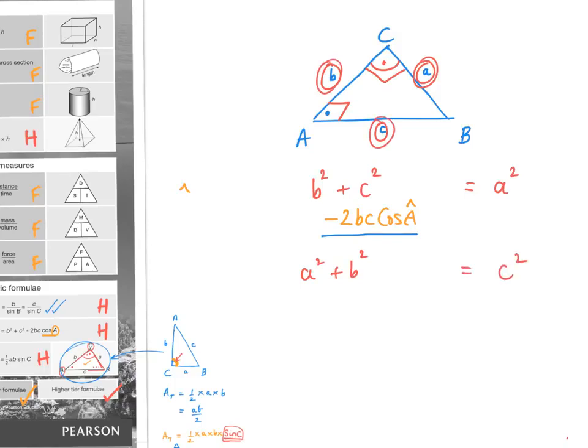Now we know it's not necessarily a right angle, and when you're using the cosine rule, it won't be a right angle. So what do we have to take away? Well, always it's going to be 2 times this number, cos the angle that we've chosen. So we'd end up with A squared plus B squared minus 2AB cos C is C squared.